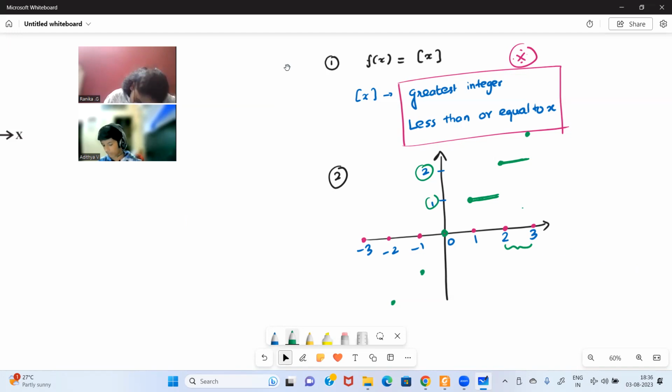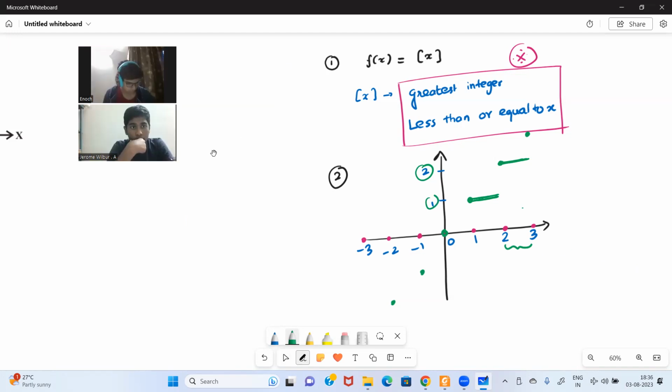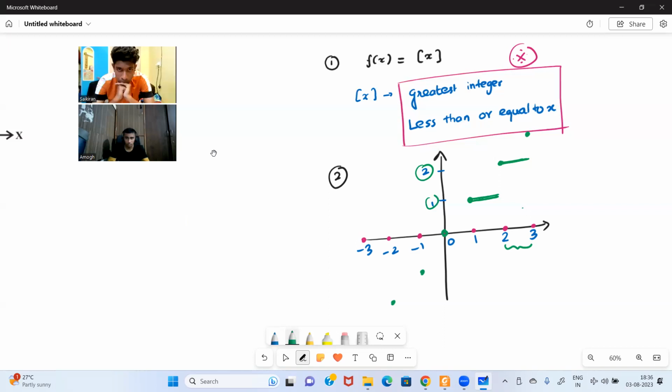Now I'll have somebody else join in. Yes, Amok, come on. What is the greatest integer of 0.5, Amok? 0, sir. Okay. Can you tell me what is the definition of greatest integer? Less than or equal to x. Greatest integer less than or equal to x. Okay, fine.